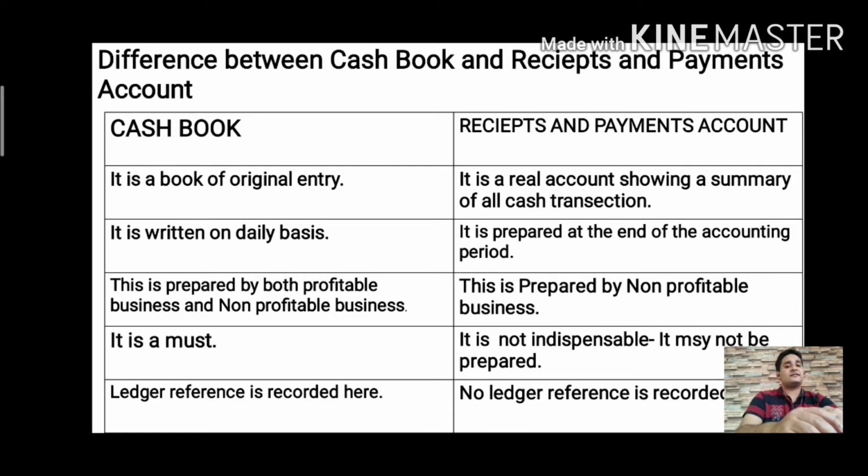Next, ledger reference is recorded here. Your ledger folio you have to maintain. But under the receipts and payments account, ledger folio or ledger reference is not required while preparing it. So these are the differences between the cash book and the receipts and payments account.